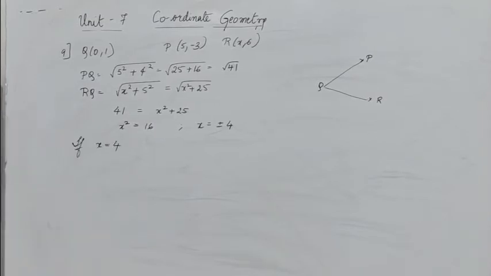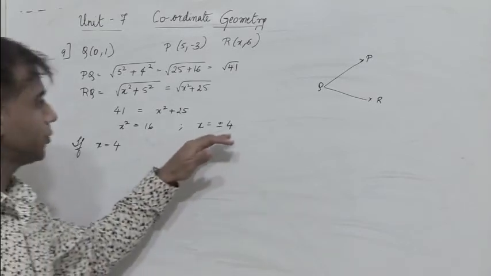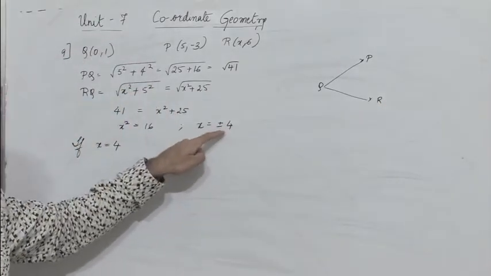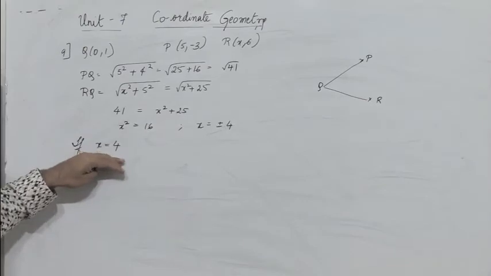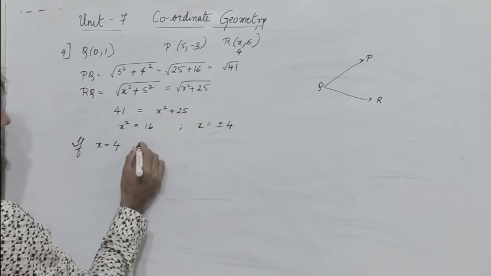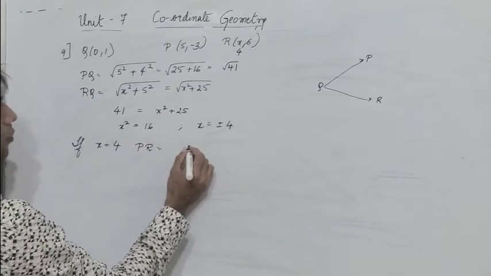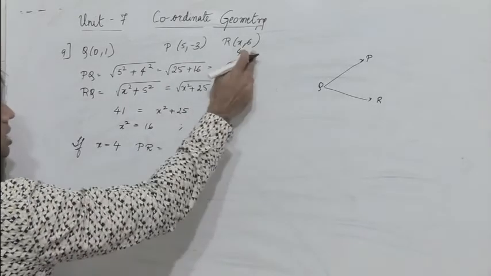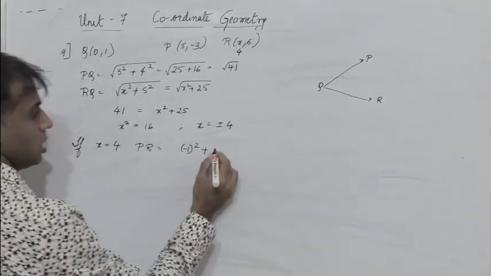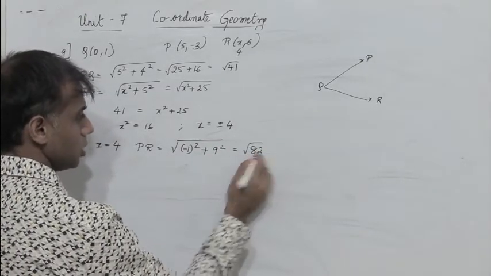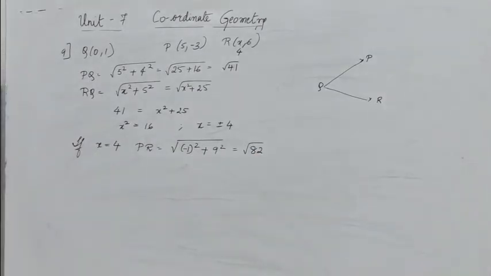Now we need to find the value of PR. Since I have x equal to 4 or minus 4, let me consider the first case, if x is 4. So I need to find PR. So we have (4 minus 5), which is minus 1, the whole squared, plus (6 minus of minus 3), which is 9 squared, the whole root. This is 81 plus 1, which is root 82.